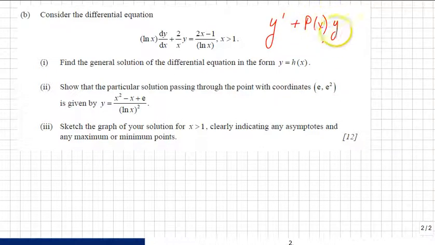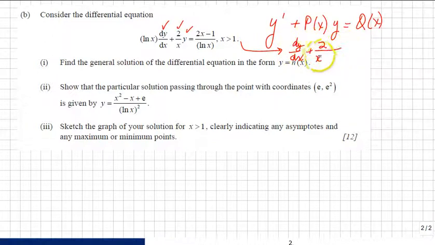Function of x times y. Okay, we've got a function of x times y. We've got the derivative, and then equal to some function of x, which they call q of x. Well, it's almost in that form except for the ln x out front. Well, to put it in integrating factor form, what we can do is take that and just divide through by ln x. So we end up with dy dx plus 2 over x ln x times y equals 2x minus 1.